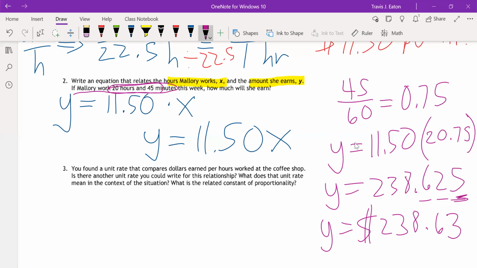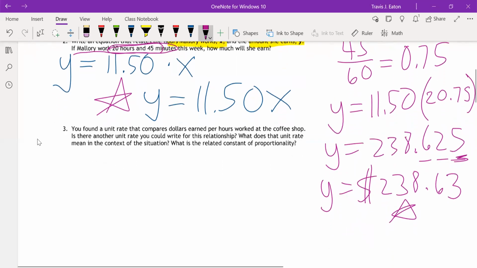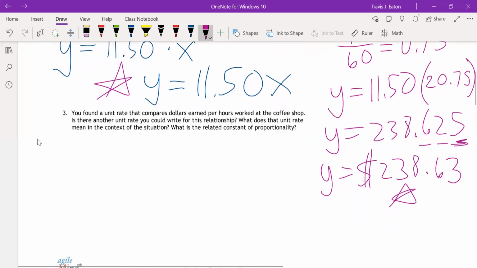So we came up with the equation and we figured out how much money she'll make if she works that many hours. The great thing about coming up with the equation is you can put in any number of hours and you have the amount of money that somebody could make based on their hourly pay.